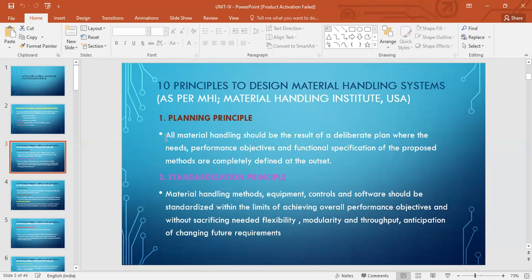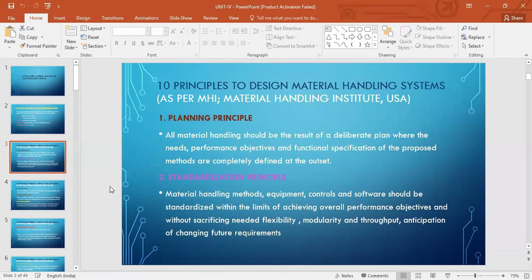Basically it says that all material handling methods, equipment, controls, and software should be standardized within the limits of achieving overall performance objectives without sacrificing needed flexibility or modularity and throughput, anticipation of changing future requirements. So there has to be standardization, because your equipment, for example, if you have taken a customized one, that will not be compatible with other devices in your system. So standardization as much as possible, but without sacrificing needed flexibility.